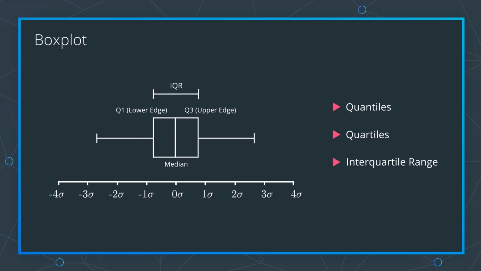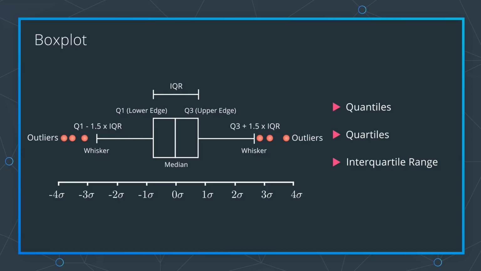The box plot has small lines on either end. We call these lines whiskers. The lower bound whisker is defined as the first quartile minus 1.5 times the interquartile range. Similarly, the upper bound whisker is set to the third quartile plus 1.5 times the interquartile range. Points lying outside of the whiskers can be considered outliers and are visualized as individual points.